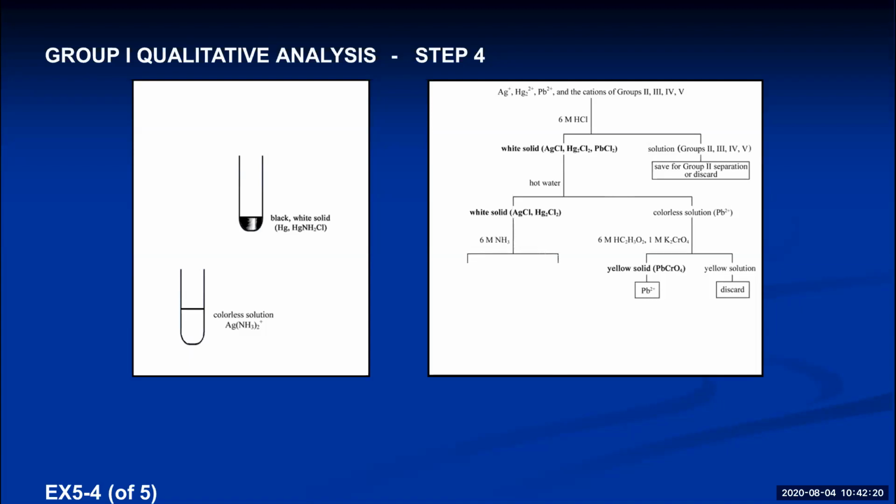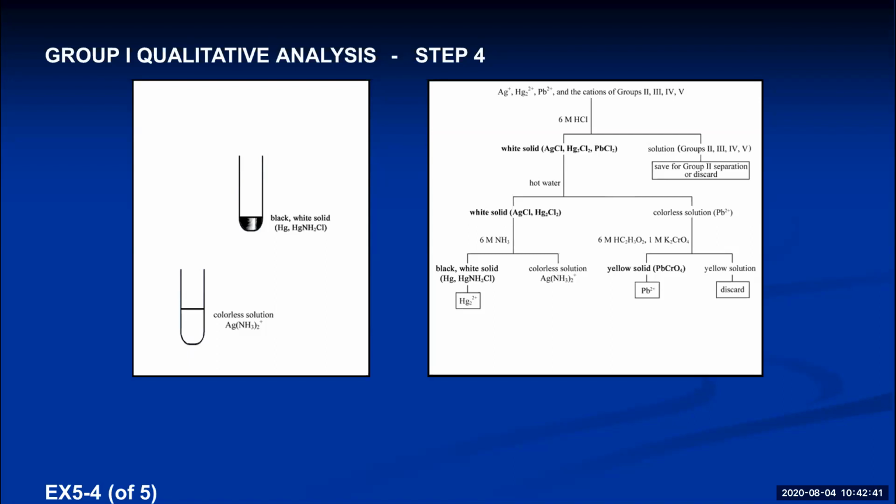So I'm going to draw a bracket. On the left side is going to be my solid phase. So that's going to be the mercury with the mercury amide chloride compound. And then on the right side is going to be my colorless solution that contains the silver ion complex with ammonia. That black and white solid, as we said, is proof that mercury must have been present.